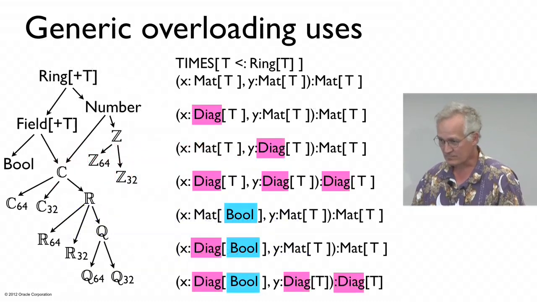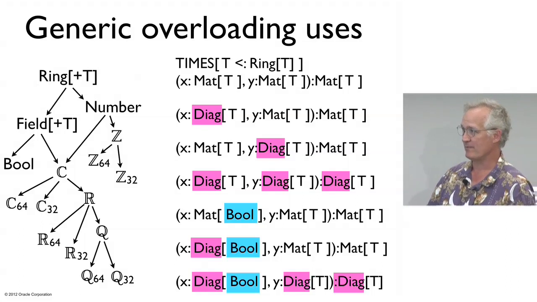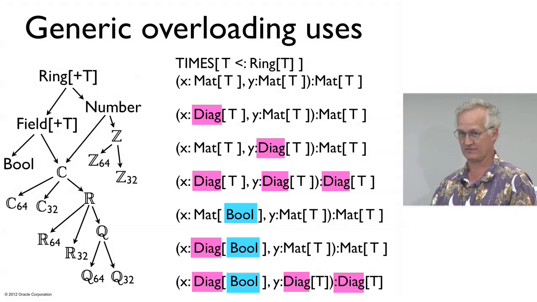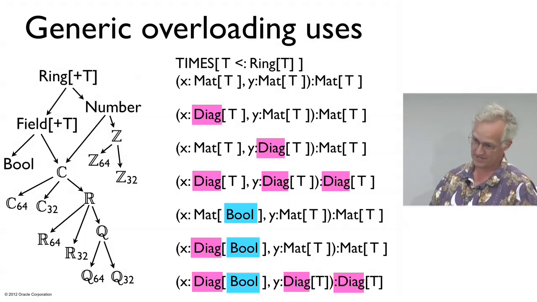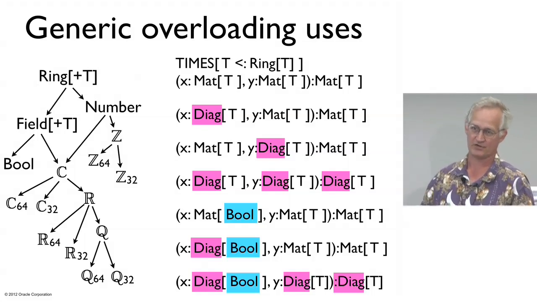But we want to do a little more than the simple case. So you could imagine you had a numeric hierarchy, and up at the top you have rings of things. And if you have two things, you can add them and multiply them. And if you have a matrix of things that are in a ring and another matrix of things that are in the same ring, you can multiply those matrices. And so you certainly write the general case, and now you're done.